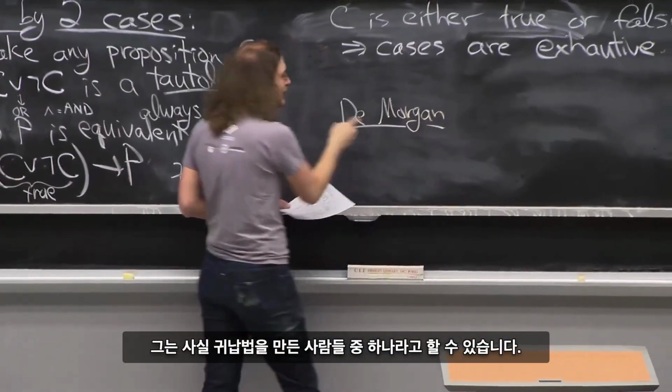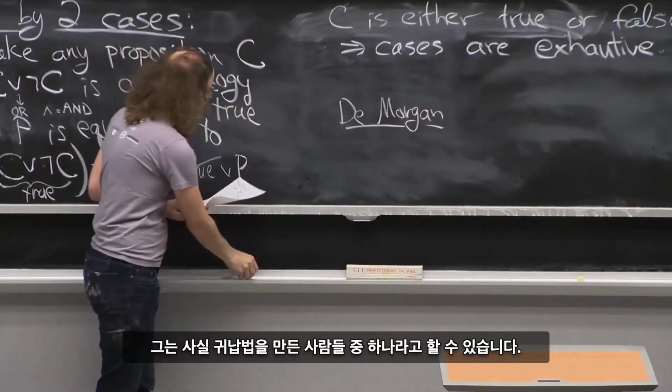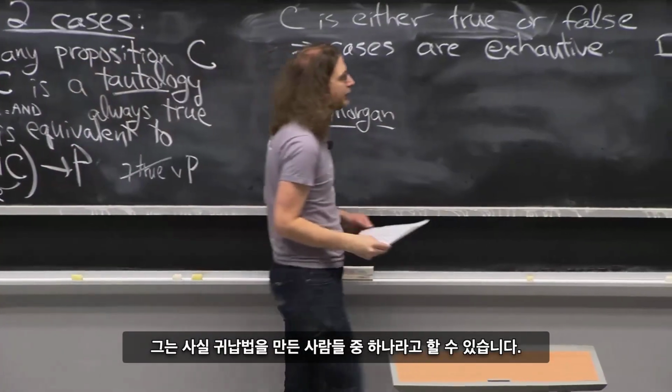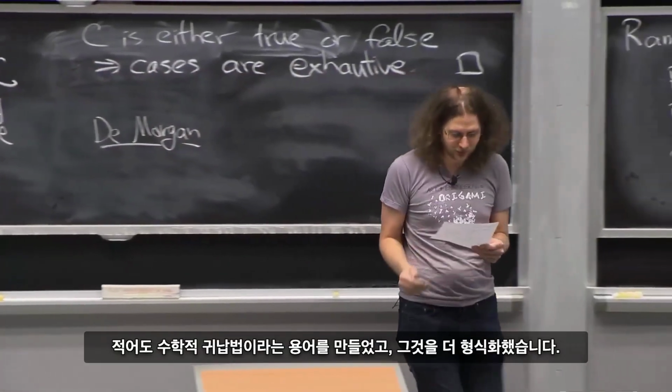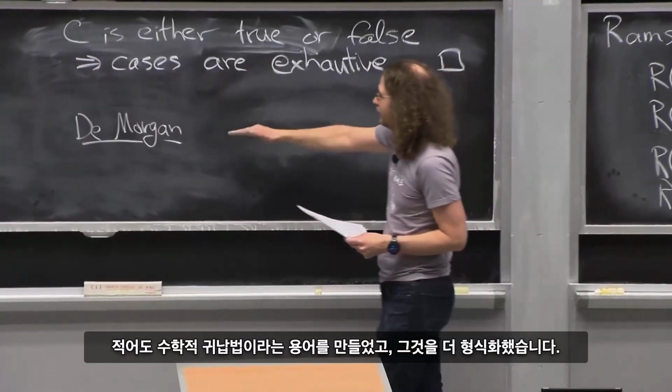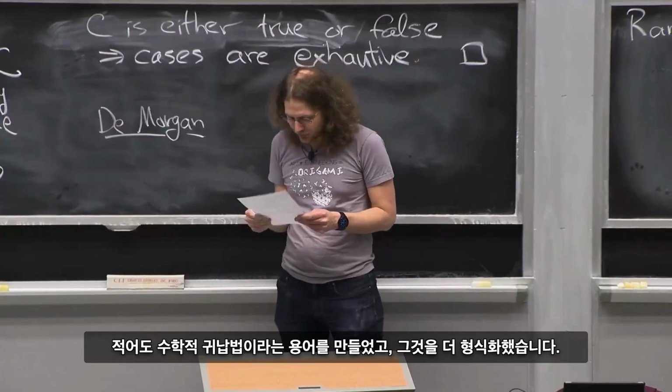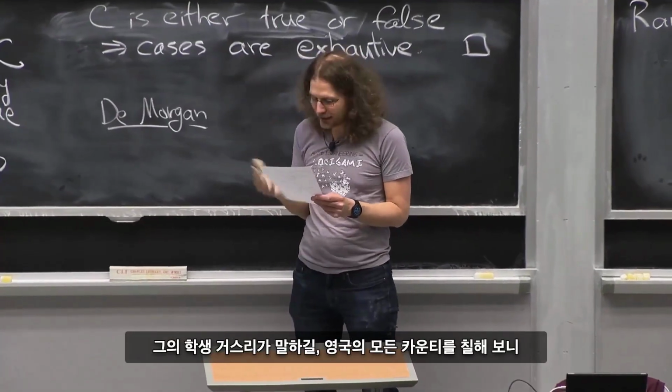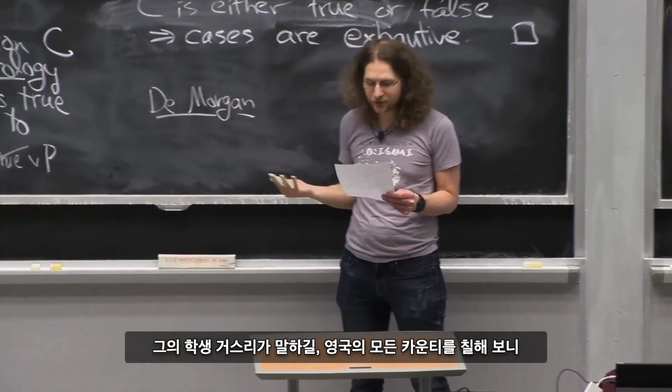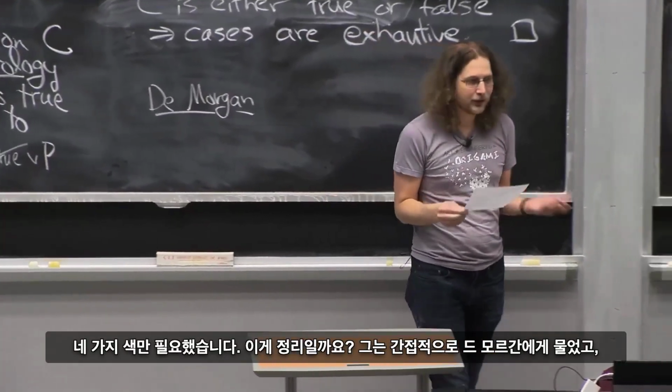He actually invented induction, one of the first people to, he invented the term mathematical induction at the very least, and really sort of made it more formal. So a student of him, Guthrie, said, hey, I took all the counties of England, and it turned out I only needed four colors. Is this a theorem?